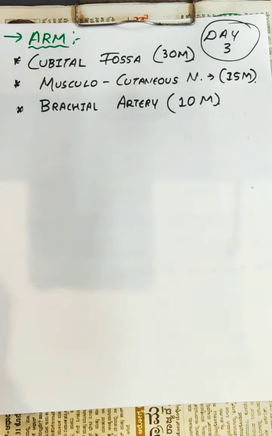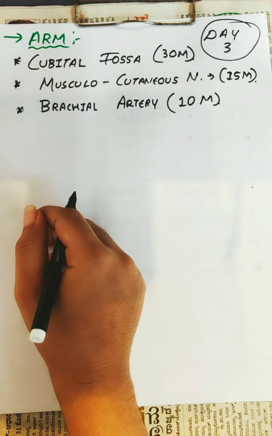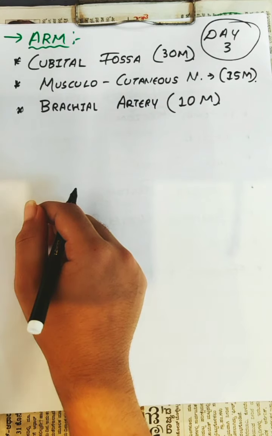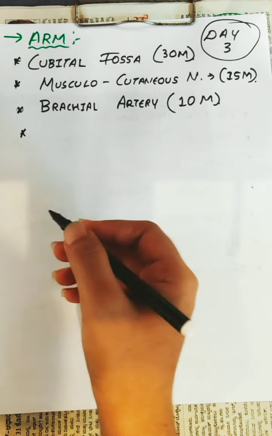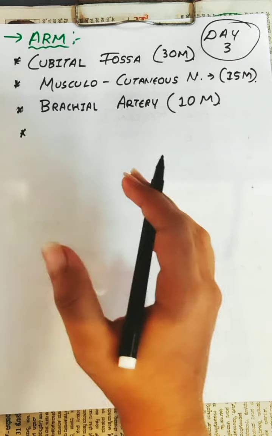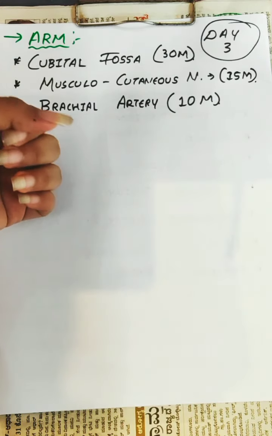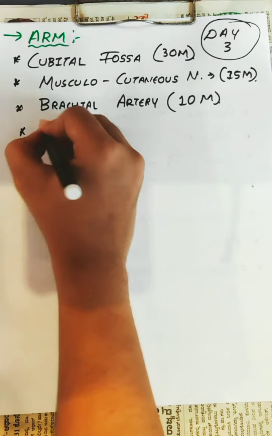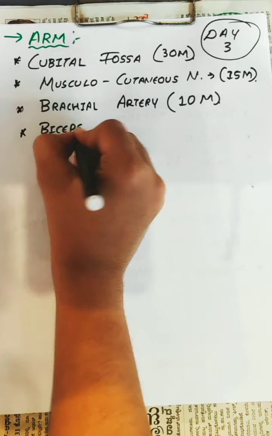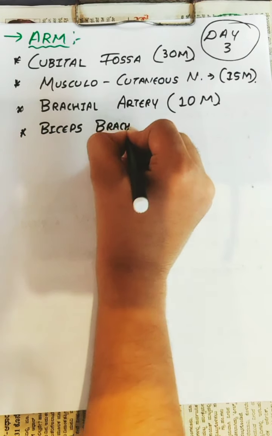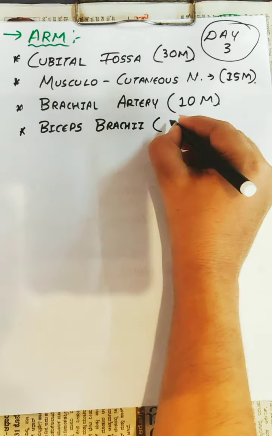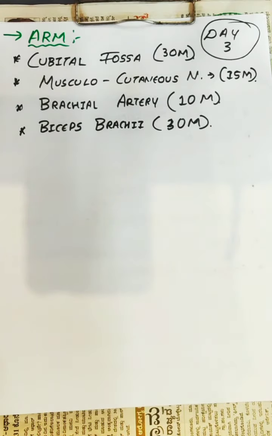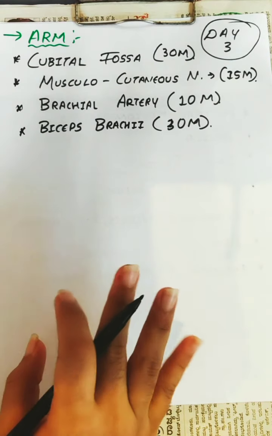Maximum is 10 minutes, so I'm giving a lot of time. After this, study the biceps brachii muscle. The long head of biceps brachii, short head of biceps brachii, all its tendons, joints, bicipital aponeurosis, its origin, insertion, all those things you have to know. Biceps brachii is a quite important topic. Take 30 minutes, that's totally fine.